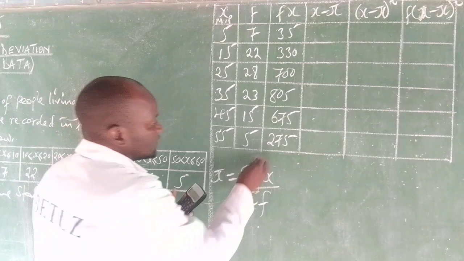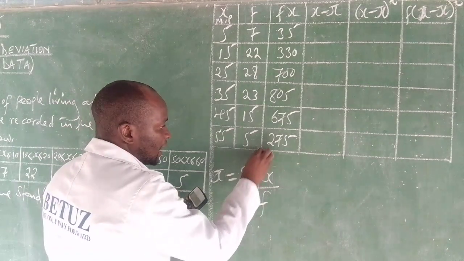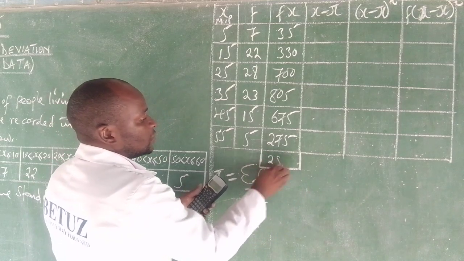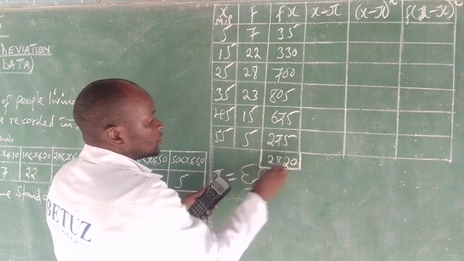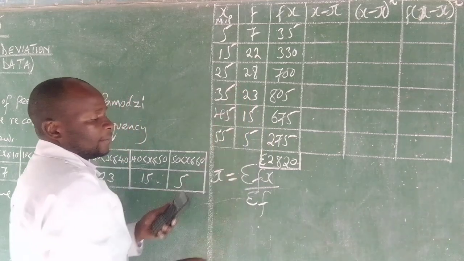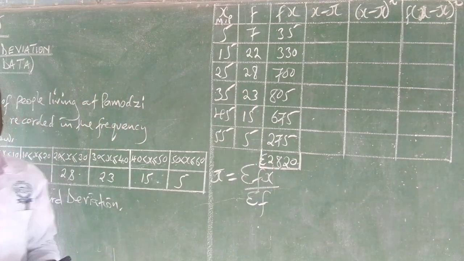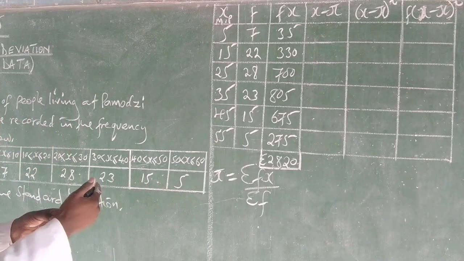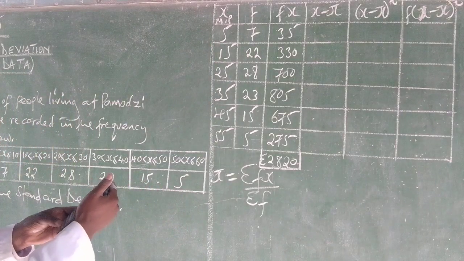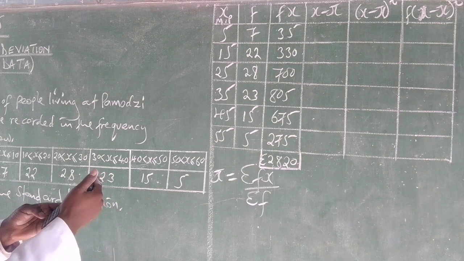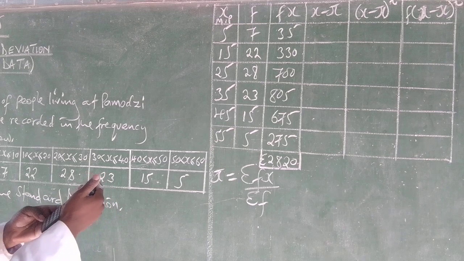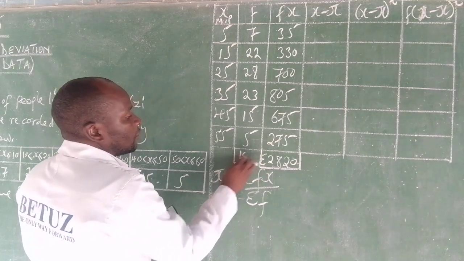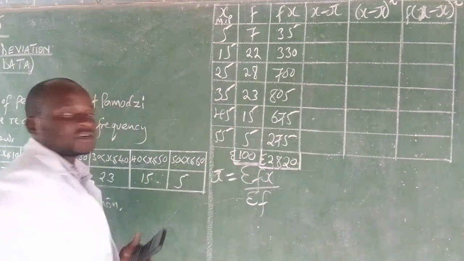This is giving us the summation, which is 2820. And shall we also add the frequency? So we have 7 plus 22 plus 28 plus 23 plus 20. We're getting 100. So the summation of f is equal to 100.